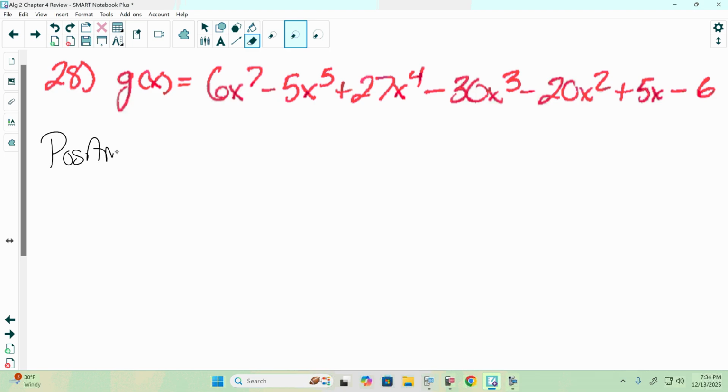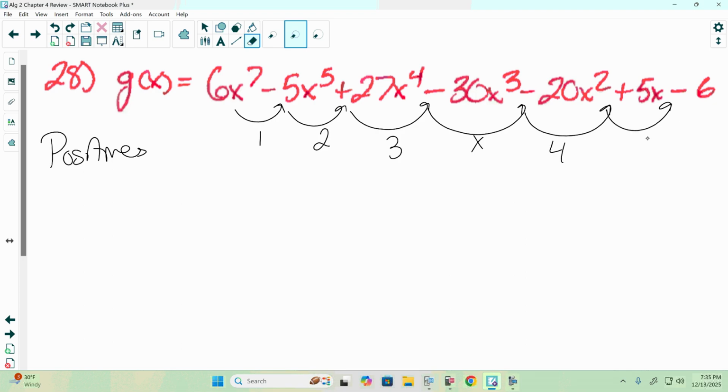Now for our positives, we're just going to count the sign changes. Positive to negative is 1. Negative to positive is 2. Positive to negative is 3. Negative to negative, no. Negative to positive is 4. Positive to negative is 5. So the number of positives for this here is 5, 3, 1.